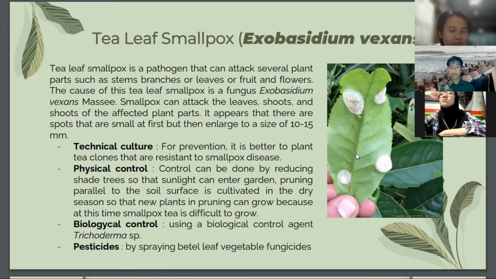The second is cycle control. Control can be done by reducing shade trees so that sunlight can enter the garden. Pruning parallel to the soil surface is done in the dry season so that new plants in pruning can grow, because at that time smallpox tea is difficult to grow. Biological control uses a biological control agent like Trichoderma. Pesticide: spraying betel leaf vegetable fungicide.